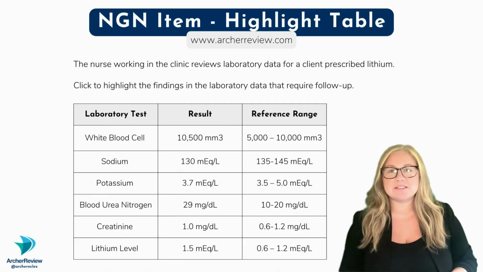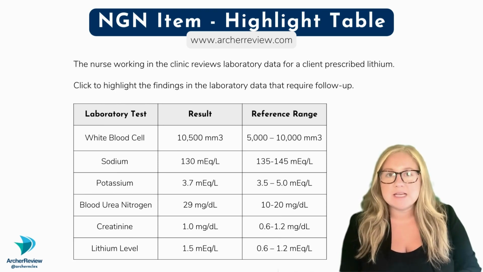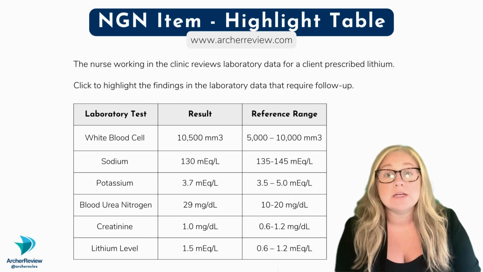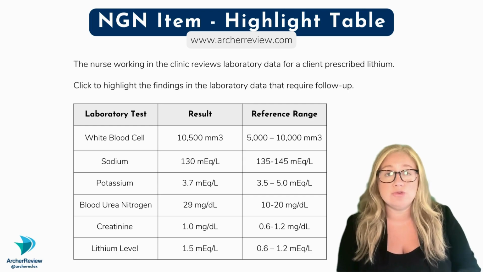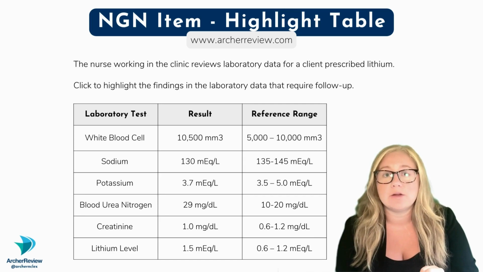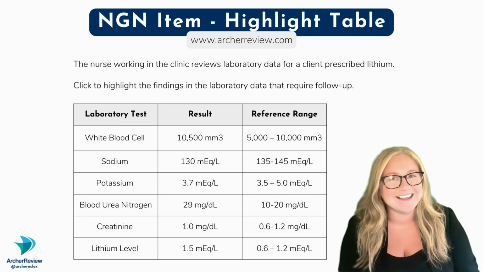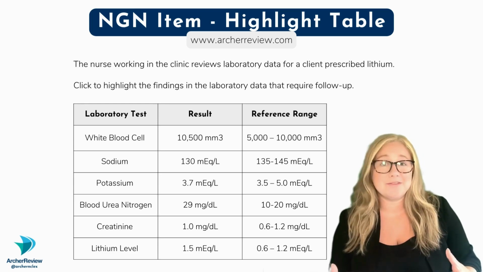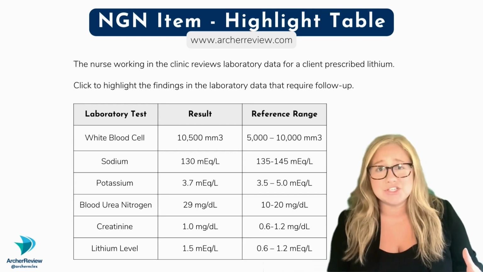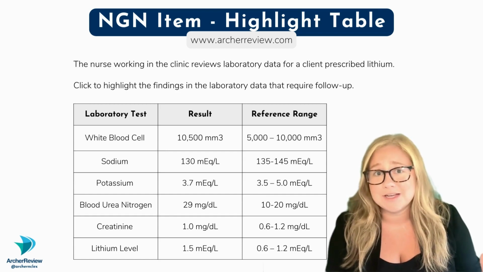So you're reviewing data on someone prescribed lithium. You've got this chart, you see all of their lab data, and basically you've just got to click on anything that requires follow-up. So on these highlight tables, when you use your mouse and scroll over, it's basically going to light up anywhere that you can click. Anything that requires follow-up, you click it to highlight it. That's that. I recommend that you treat these highlight tables like a series of multiple choice questions. Just look at each cell and ask yourself, hey, true or false, does this require follow-up? If it does, highlight it.